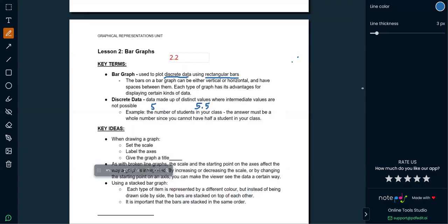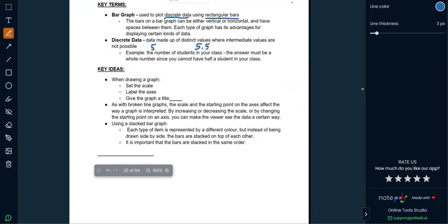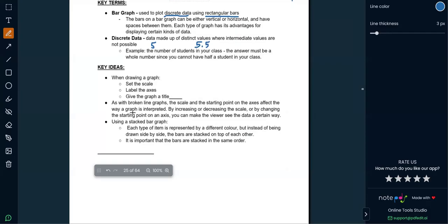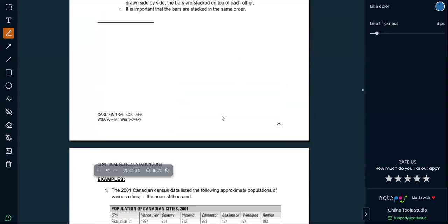Here we go. So just as before, we have steps for drawing the graph. We got to set the scale, label the axes, give it a title. Just like with broken line graphs, we're still going to do a scale and starting point, and those can affect how the graph is interpreted. So you just have to be careful with that. Make sure it's not being misleading. A good graph still uses up most of the space. And it's just like every other graph we've done here, with one minor difference, which we'll get to in a bit. So let's do an example here.